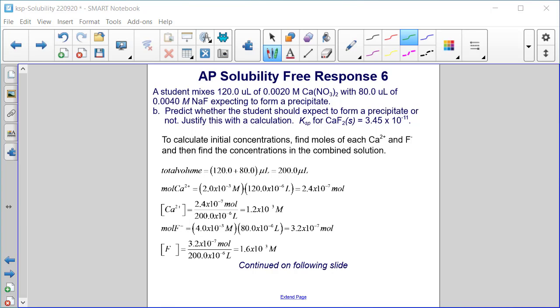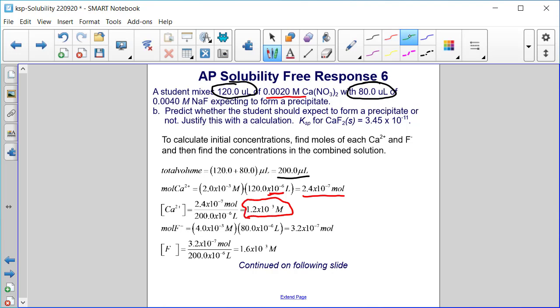All right, so first, the total volume, 120 microliters combined with 80 microliters is 200 microliters total. The moles of calcium, if it's 0.002 molar, so 2.0 times 10 to the minus 3 molar, multiplied by the volume, so 120 microliters is 120 times 10 to the minus 6 liters. That's 2.4 times 10 to the minus 7 moles. So the initial calcium concentration after mixing, 2.4 times 10 to the minus 7 moles over 200 microliters, 200 times 10 to the minus 6 liters, is 1.2 times 10 to the minus 3rd molar.